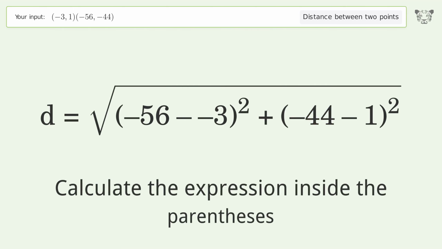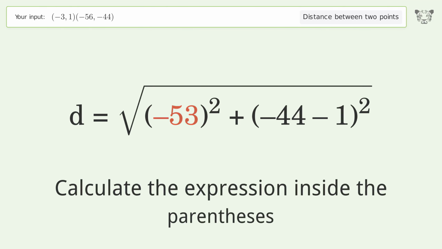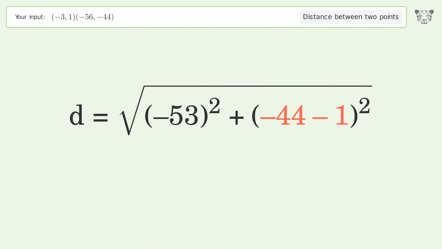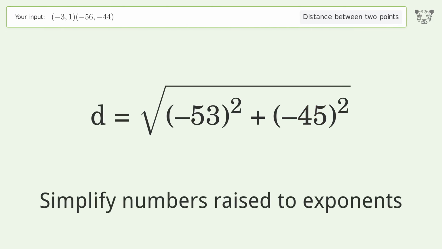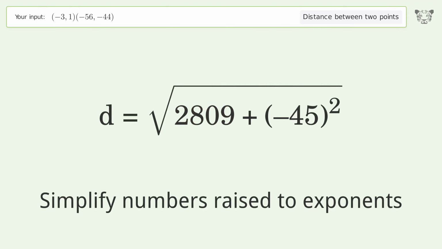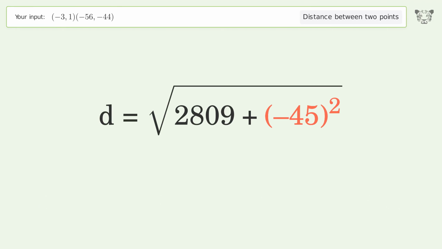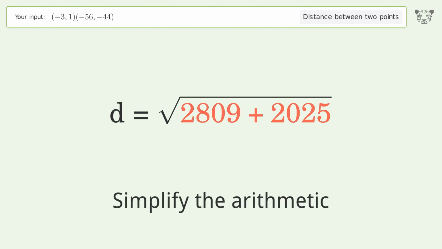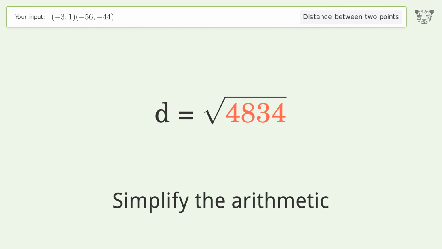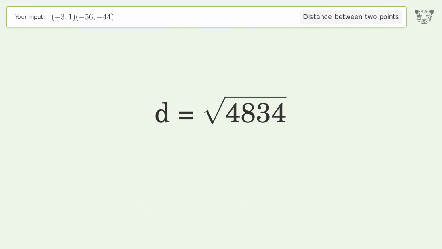Calculate the expression inside the parentheses. Simplify numbers raised to exponents. Simplify the arithmetic. And so the distance between the 2 points is the square root of 4,834, or 69.527.